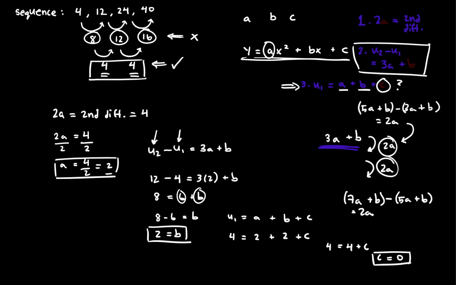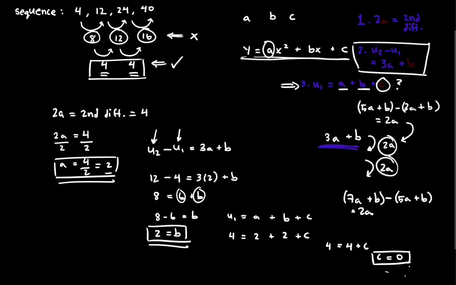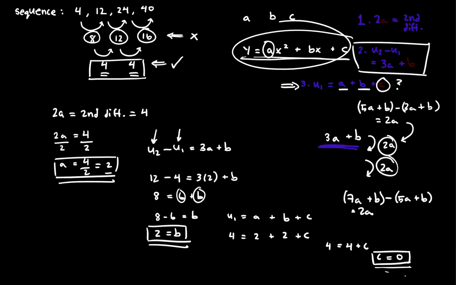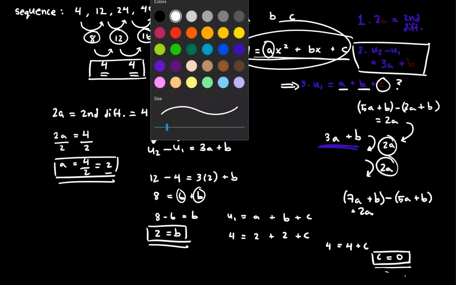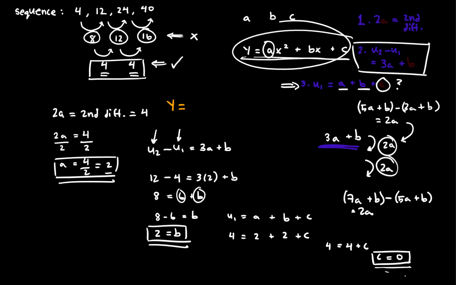So if we plug all of these 3 values that we've just calculated back into our general equation for a quadratic up here, we get a final equation of y equals 2x squared plus 2x plus 0, or just y equals 2x squared plus 2x. And this is how you solve for the formula given any quadratic relation in the form of a sequence.